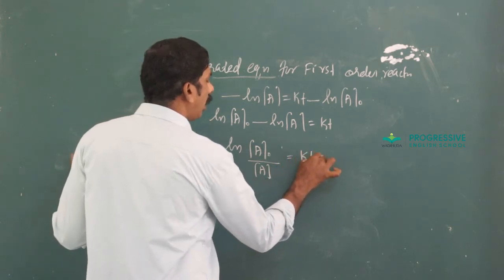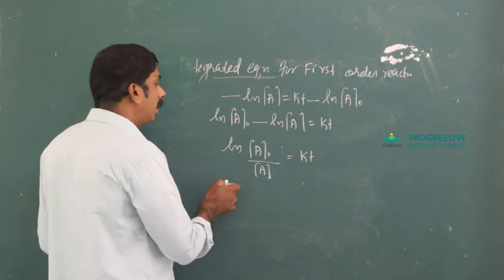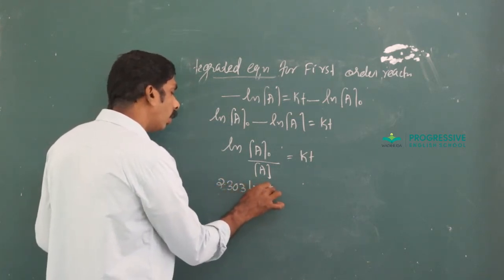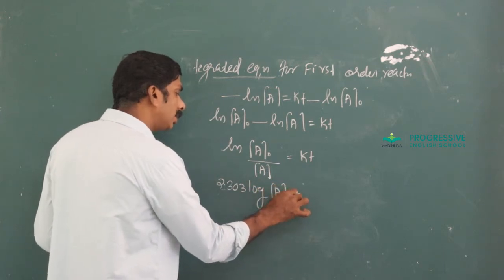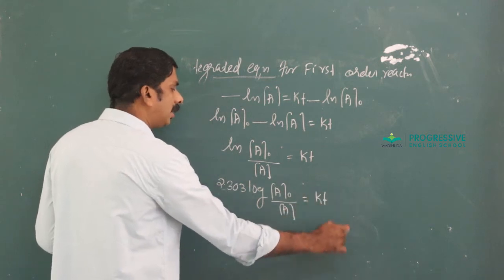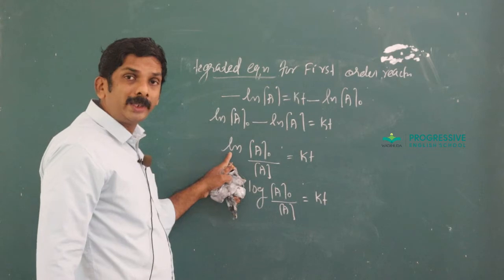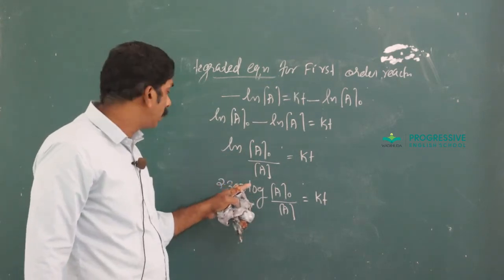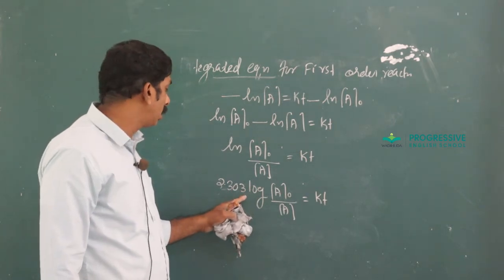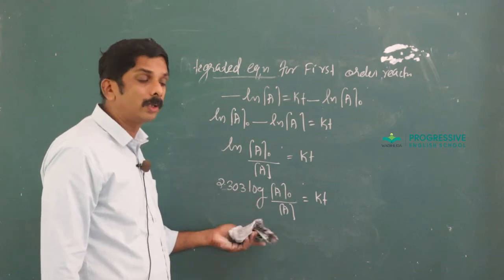equal to KT. And this natural log, when it is converted to common log, is multiplied with 2.303, that is 2.303 log A0 by A equal to KT. This is natural log. Nowadays the logarithm in our class table is based on logarithm to the base 10. Natural log is converted to common log by multiplying with 2.303.